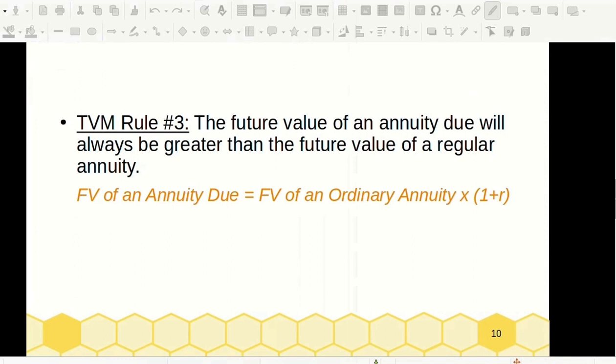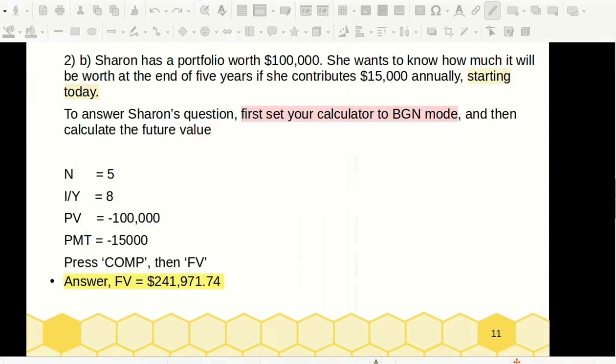The formula for finding the future value of an annuity due is equal to the future value of an ordinary annuity times 1 plus R. R is the interest rate. Now, let's see another example.